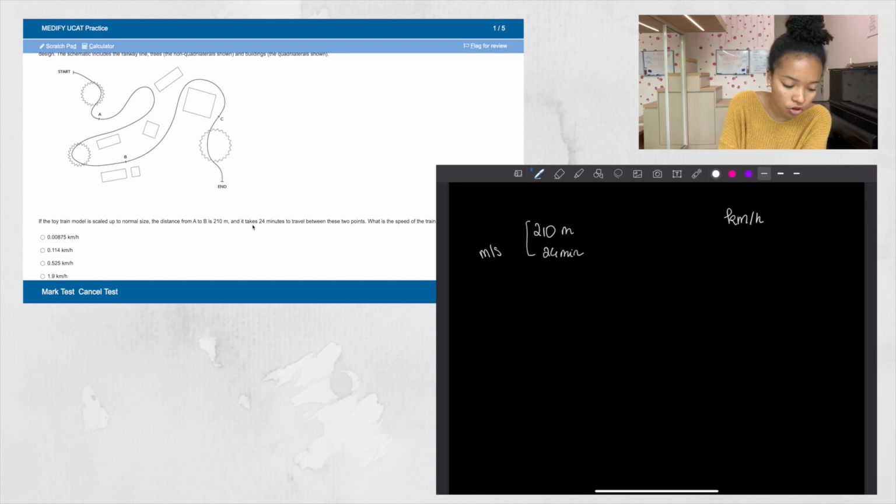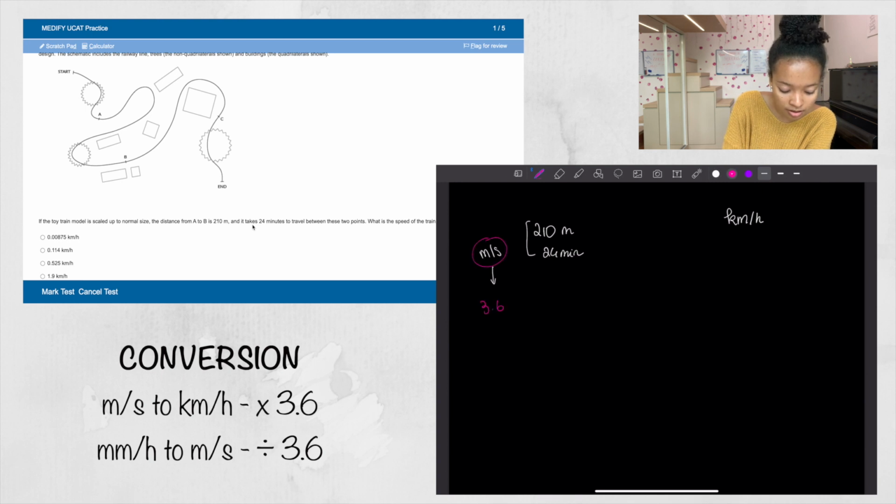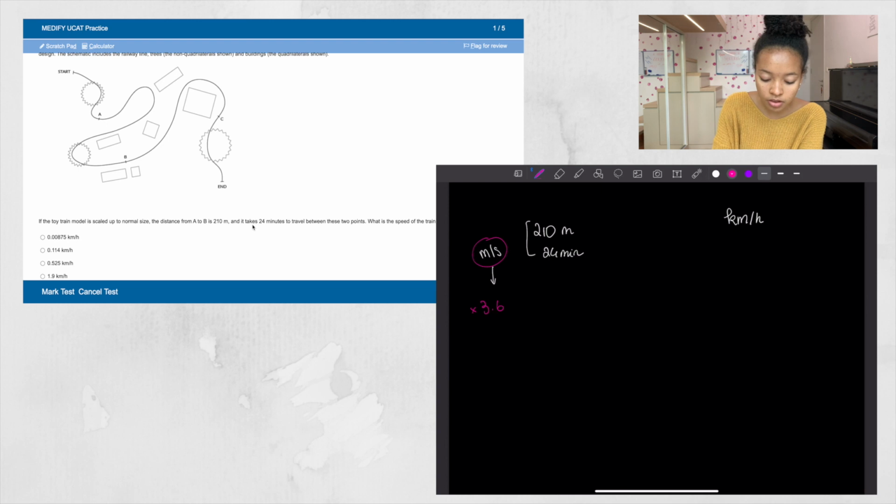And then I'm just going to use the conversion that you probably know, and if you don't know, you should learn it. It's going to make you gain a lot of precious time in the UCAT because they love questions with speed and converting from meter per second to kilometer per hour. So what you do at that point is multiply what you have found in meters per second by 3.6. Okay? So let's do that.